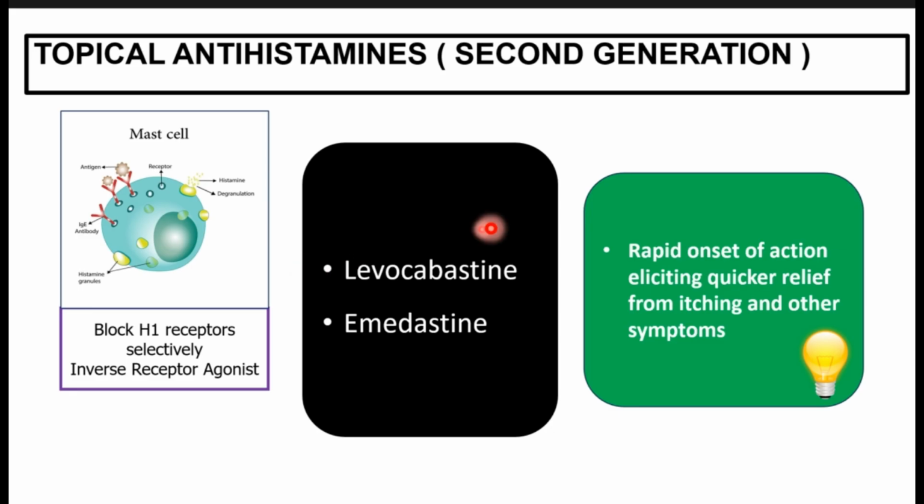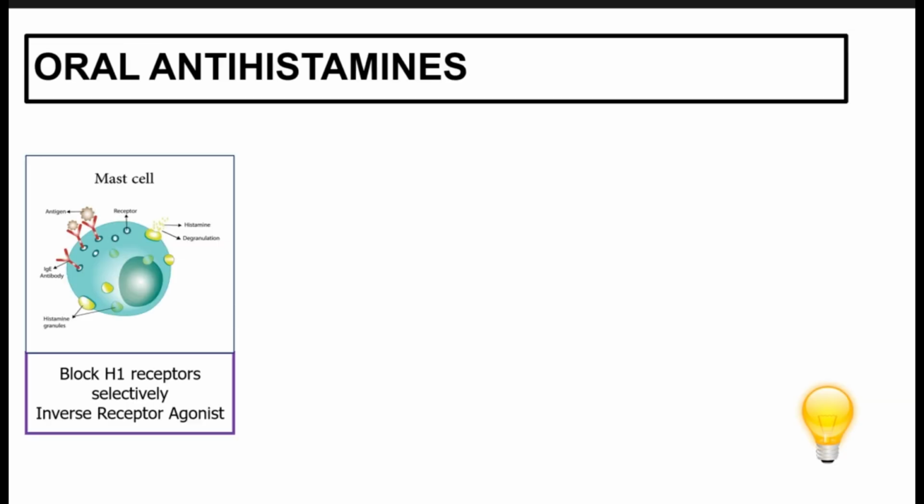Okay, so let's see what drugs we have. We have levocabastine and we have emedastine over here, right? And the importance over here is that the topical antihistamines have a rapid onset of action and therefore they elicit much quicker relief from itching and other symptoms compared to the mast cell stabilizers, right? So in your acute episodes, you have to use topical antihistamines, and prophylactically you have to use mast cell stabilizers. All right, so that is one important point.